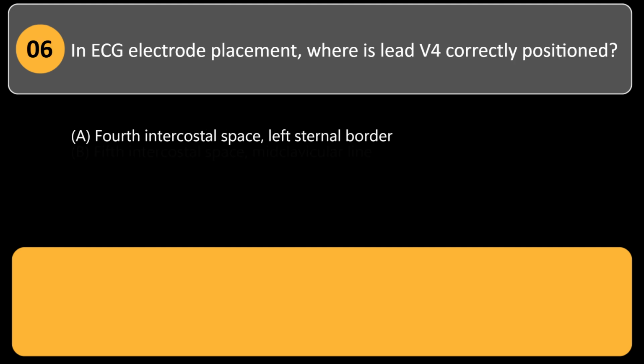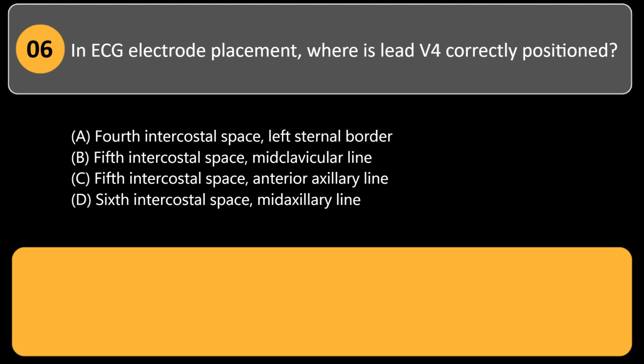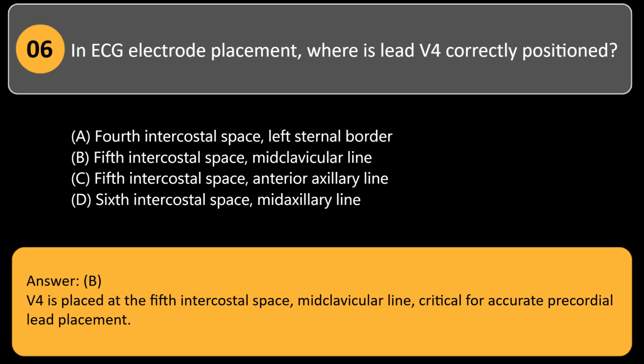In ECG electrode placement, where is lead V4 correctly positioned? A. Fourth intercostal space, left sternal border. B. Fifth intercostal space, midclavicular line. C. Fifth intercostal space, anterior axillary line. D. Sixth intercostal space, midaxillary line. Answer, B. V4 is placed at the fifth intercostal space, midclavicular line, critical for accurate precordial lead placement.